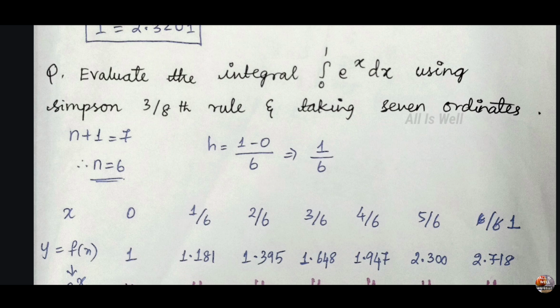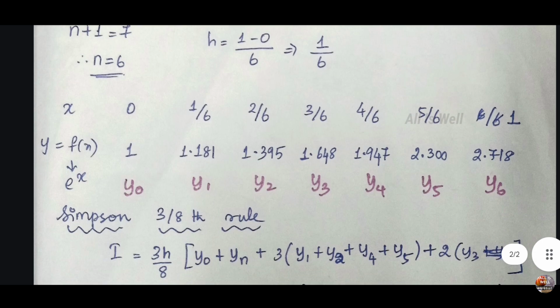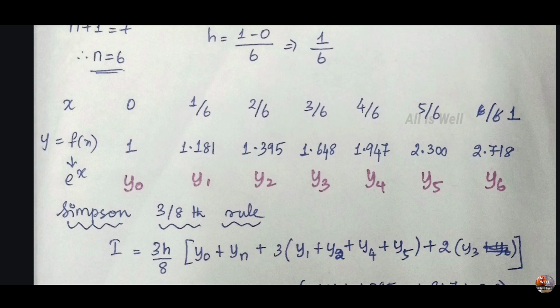The next question with same function is to be evaluated using Simpson 3/8 rule, but with the limit 0 to 1. Here they gave in the question as 7 ordinates, which means n plus 1 equals 7, that is n is equal to 6. After finding the value of h using b minus a by n, tabulate the values of x from 0 to 1 according to h value.